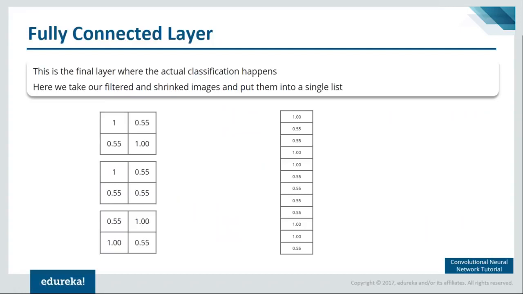So what we are doing here is we are going to take the shrunk images and put them into a single list. So basically this is what we have got after passing through 2 layers of convolution, ReLU and pooling. So basically we are converting it into a single list or a vector. How do we do that? We take the first value 1, then we take 0.55, then 0.55, then we take 1 again. Then we take 1, then 0.55, 0.55, 0.55. Then we again take 0.55, 1, 1 and 0.55. So this is nothing but a vector, or you can say a list.